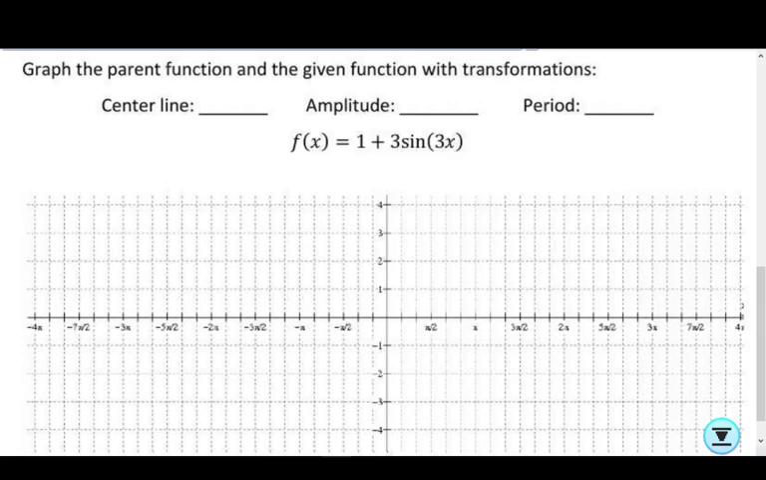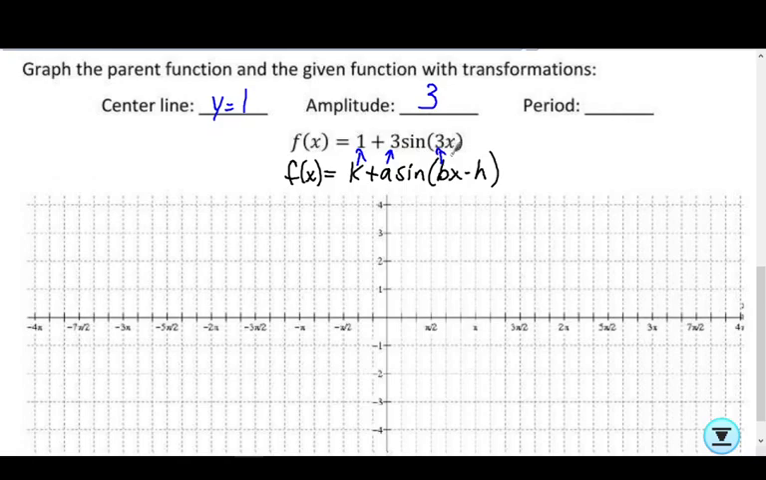Okay, the second problem that we're doing on day 2 is our sine wave. Again, we're going to go through and I'm going to write my function k plus a sine bx minus h so that I can see what's going on here. Okay, so again, k represents my vertical shift, so it's been up 1, so my center line has been moved to y equals 1. This 3 in front of my sine, that's my amplitude, which is now 3.